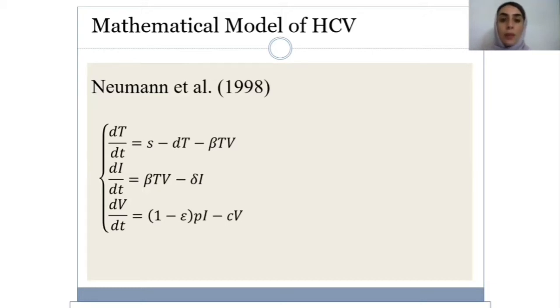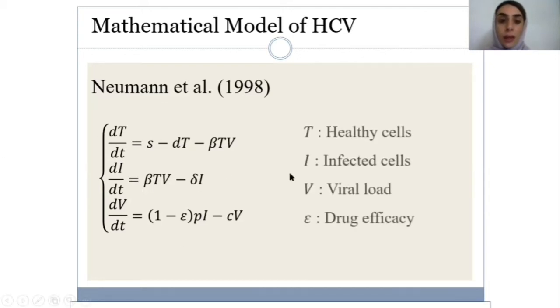Newman proposed the basic model of HCV infection in the body. This model consists of three variables. T shows the healthy cells concentration, I infected cells concentration, V viral load, and epsilon drug efficacy. As it's clear from these equations, the healthy cells are produced by constant rate S and their number decreases by constant rate D. Also, they are infected by the constant rate beta.